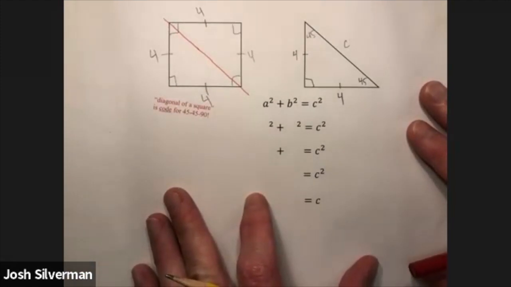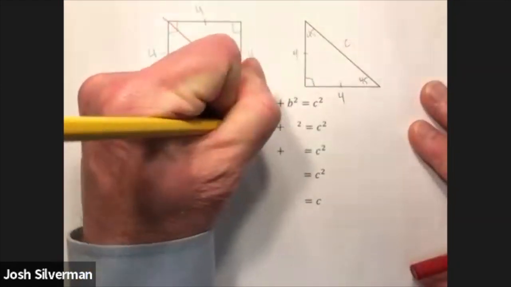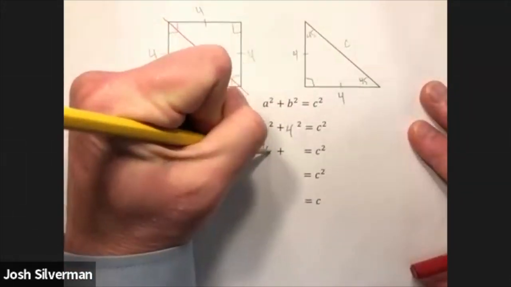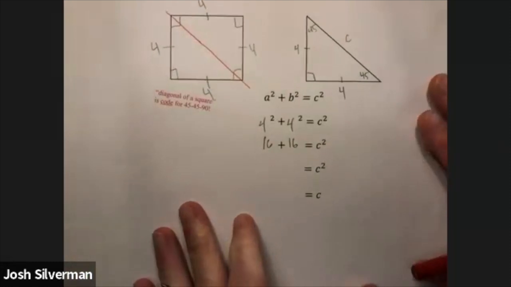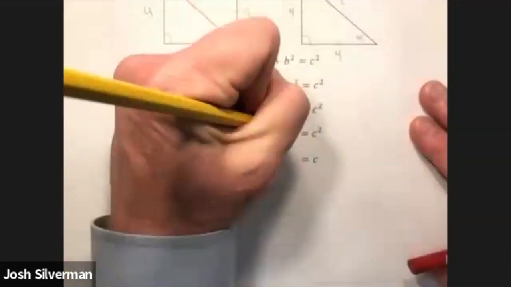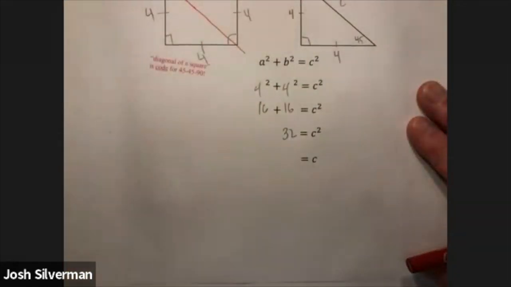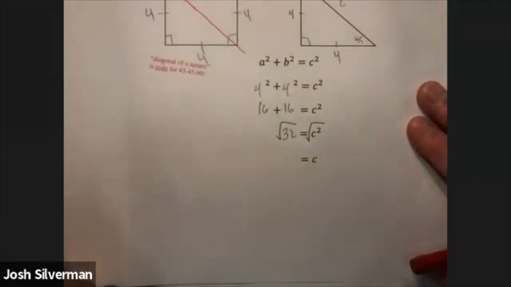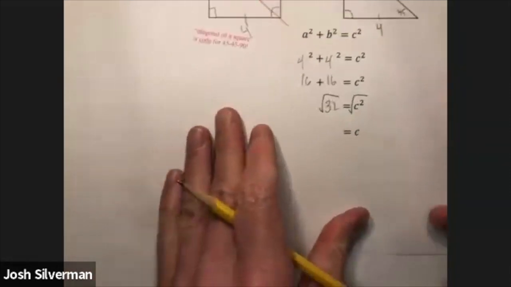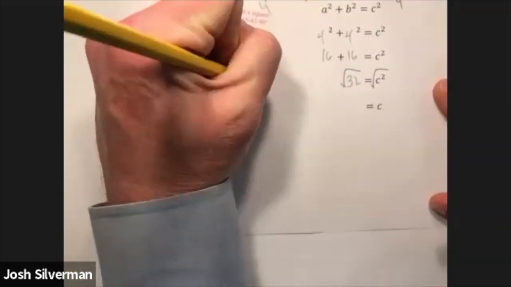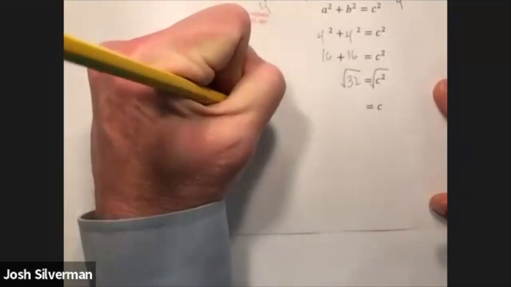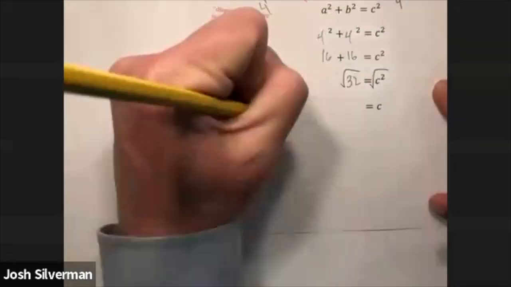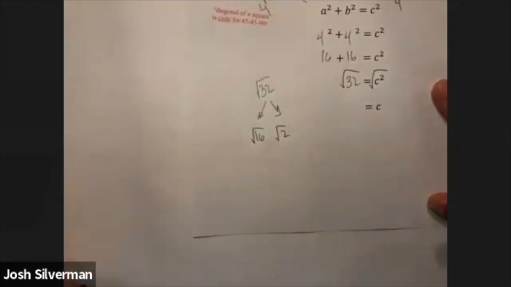Let's solve for c. If we know that this is a 4 and we know that this is a 4, then this would be a 16 plus a 16, and 16 plus 16 is 32. 32 is equal to c squared. Take the square root of both sides. Now, if you're simplifying a radical like root 32, split that up into root 16 times root 2.